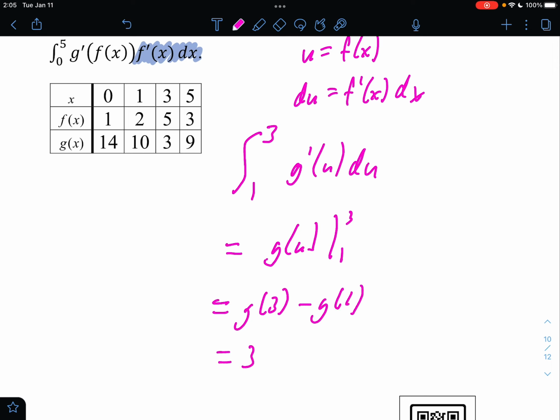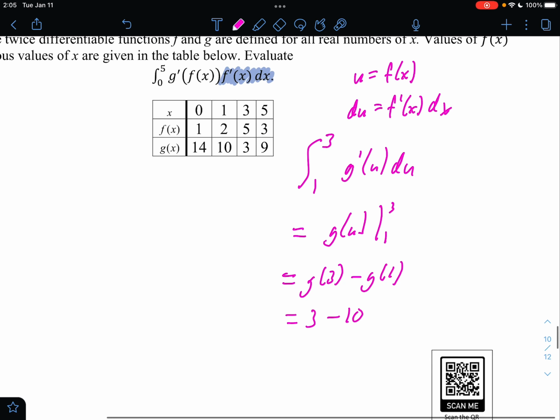G of 3 is 3. G of 1 is 10, so 3 minus 10 would be -7.